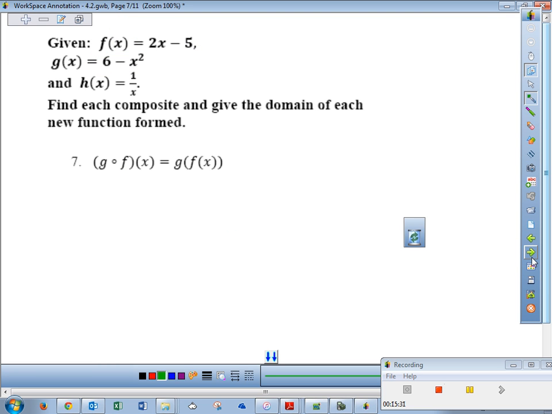Why don't you try this guy for yourself right here? Pause the video, figure out who the first function is, are there any restrictions, then put him into the second function.